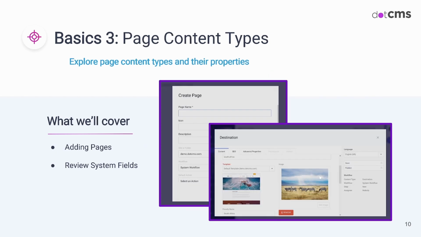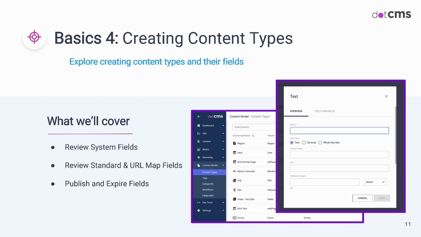In Basics 3, we'll cover page content types. We'll explore those content types and their properties, and we'll cover adding pages and reviewing the system fields of those. In 4, we'll cover creating new content types and the various fields. So we'll review the system fields, review standard and URL map fields, and publish and expire fields.